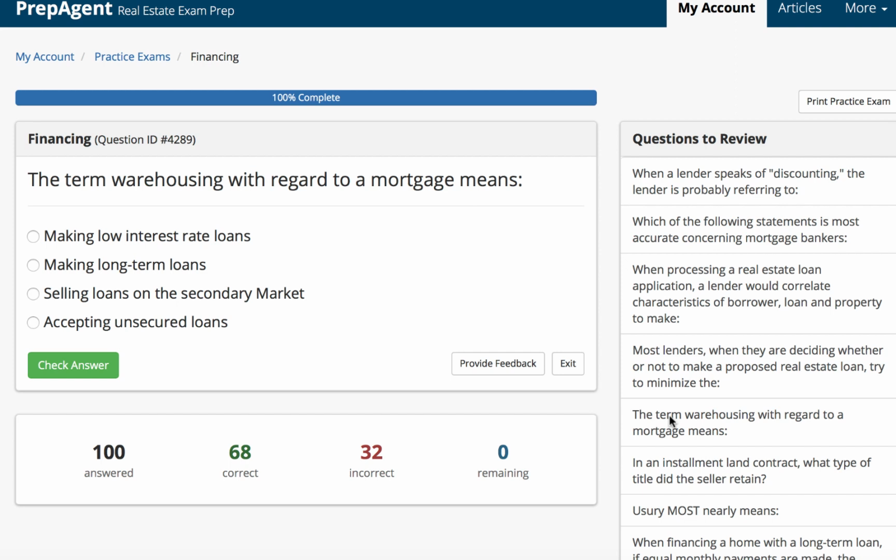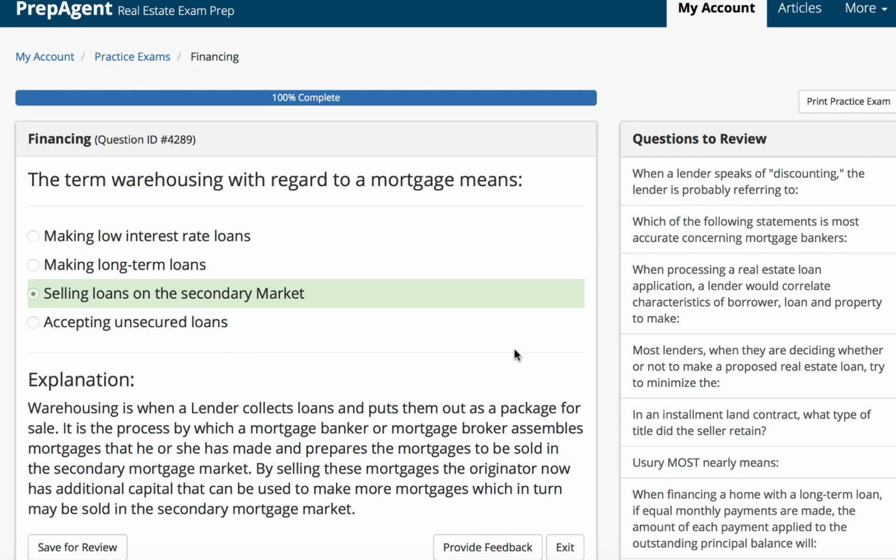The term warehousing with regard to mortgage means making low interest rate loans, making long term loans, selling loans on the secondary market, accepting unsecured. Warehousing, I think, is like when they package them together. Good. So I would say selling loans on the secondary market. Good. Okay.